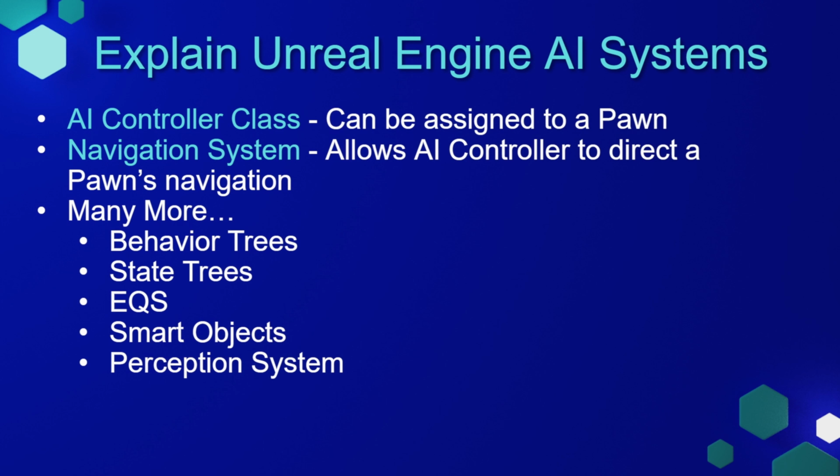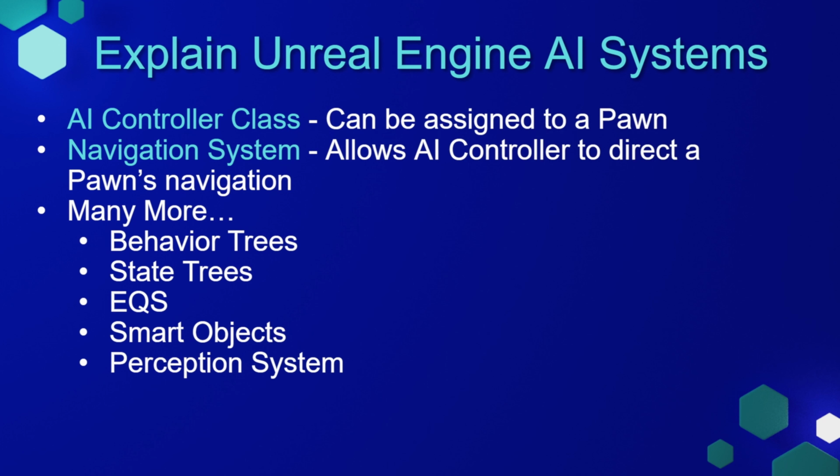Unreal Engine has many AI systems built into it, and we're going to use a couple of them in this lesson, specifically the AI controller class, which can be assigned to a pawn and can take control of a pawn similar to the way that our player controller can. And the navigation system, which allows the AI controller to direct a pawn's navigation in a scene.